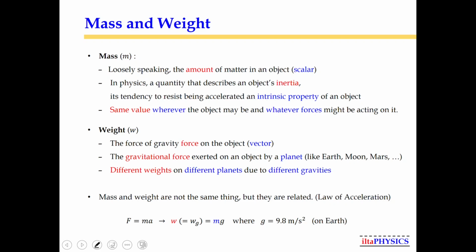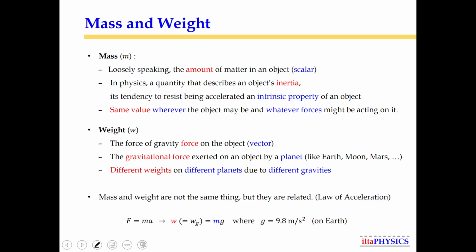Intuitively, an object's mass never changes, no matter where it is or what forces are acting on it. That means an object's mass is the same whether it's on Earth, the Moon, or anywhere else. And it also stays the same whether the object is moving or not.